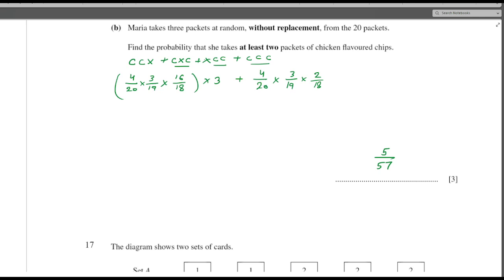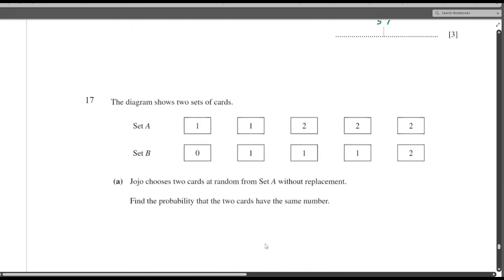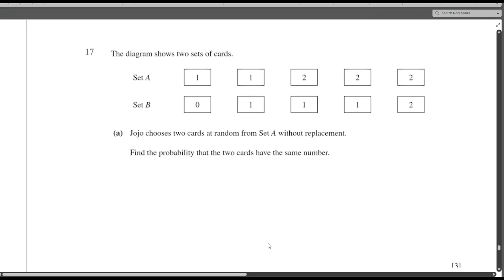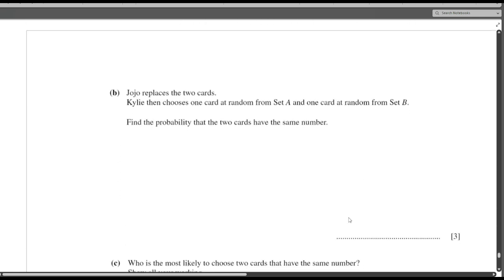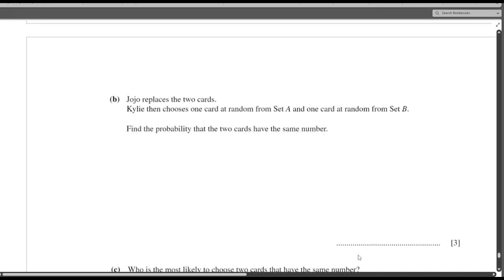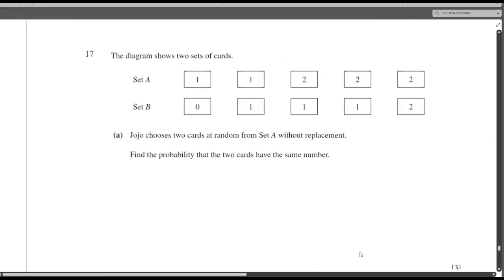Next, question number 17. The diagram shows two sets of cards, set A and set B. Jojo chooses 2 cards at random from set A without replacement. Find the probability that the 2 cards have the same number. I think this kind of problem we have already solved in the previous part of the worksheet, so I will skip this question. This is the last question in this worksheet, which is repeated again, so we are not doing this question.